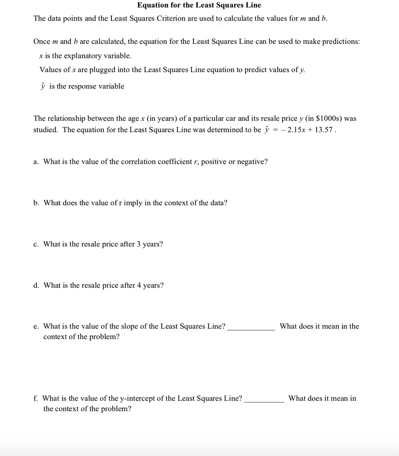Let's look at an example of a least squares regression line. We'll see what the equation tells us, and we'll also use the equation to make what is called a prediction. So this least squares regression line is about a particular car and its age X in years and its resale price Y in thousands of dollars.